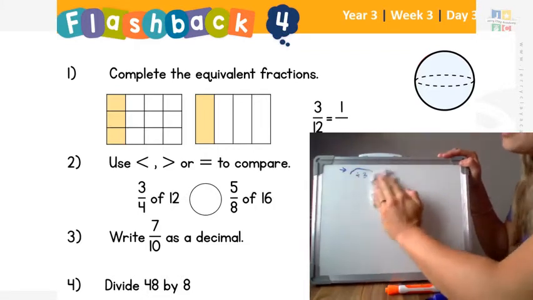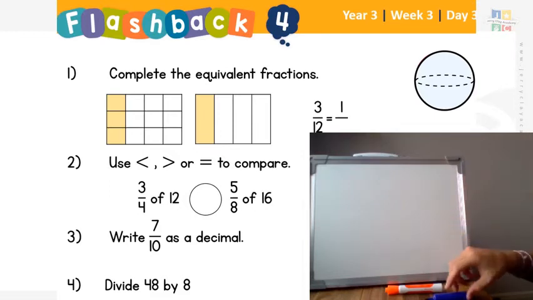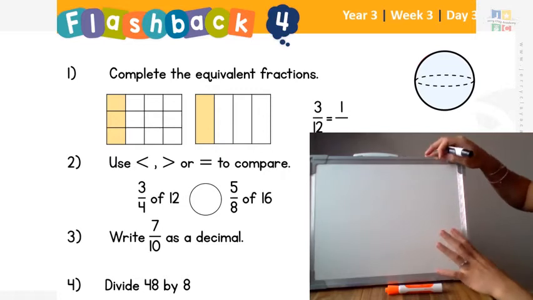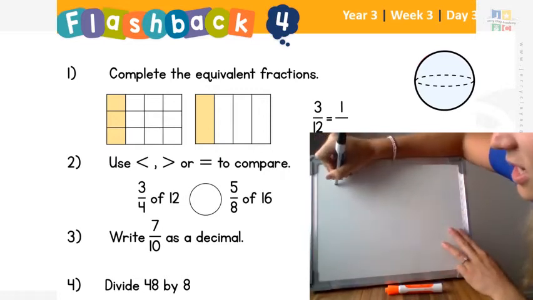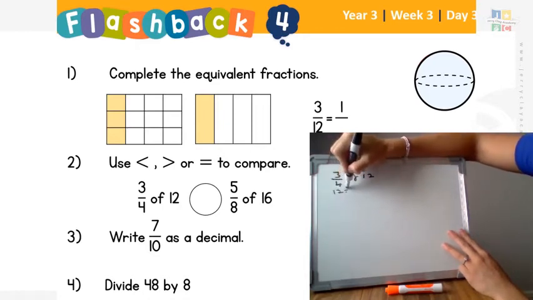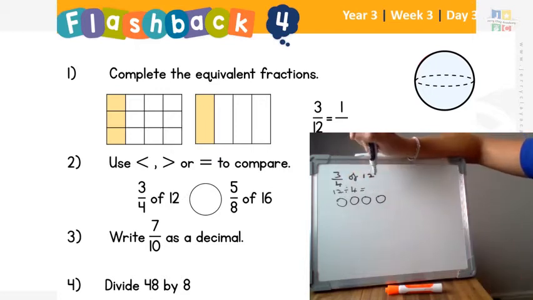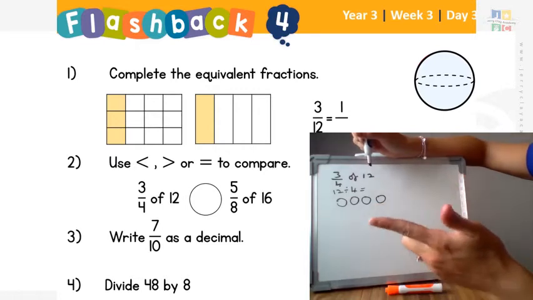Okay, let's have a look at number 2. So number 2, we need to compare the two amounts. However, the first thing we need to do is work it out. So the first thing you should have done is found 3/4 of 12. So remember, we need to do 12 divided by 4, because 12 is our total number and we have got 4 parts. And you could have drawn your 4 parts to show this and dotted it 12 times, or we could do 12 divided by 4, 4, 8, 12.